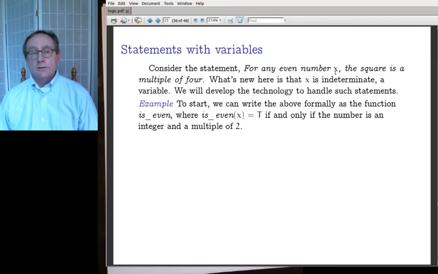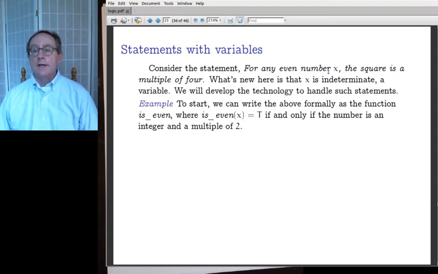So there's an x. If I didn't have the words for any, if I just said, given x, the square is a multiple of 4, that would be an indeterminate sentence, because it is true for some x's, it's not true for other x's. But when I add on for any even number x, then I'm in business. So I need the vocabulary to be able to write that down.